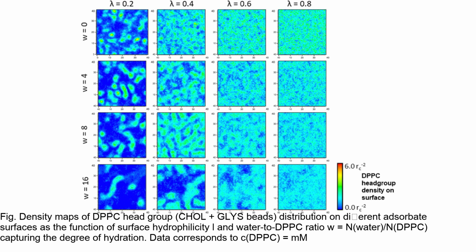surfaces of varying polarity. The density maps reveal that on hydrophilic surfaces, DPPC forms a monolayer with higher surface coverage as the DPPC concentration increases. On hydrophobic surfaces, DPPC adsorbs as aggregates, and the surface coverage increases with the addition of water. The figure highlights the role of surface hydrophilicity and water content in determining the adsorption behavior of DPPC.